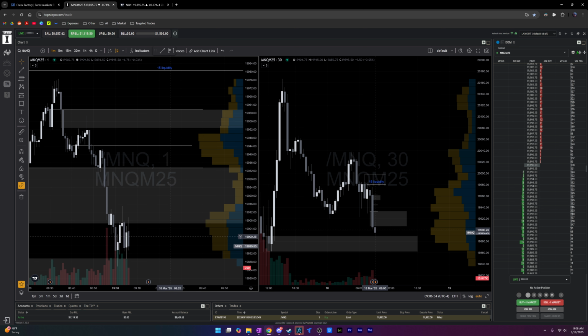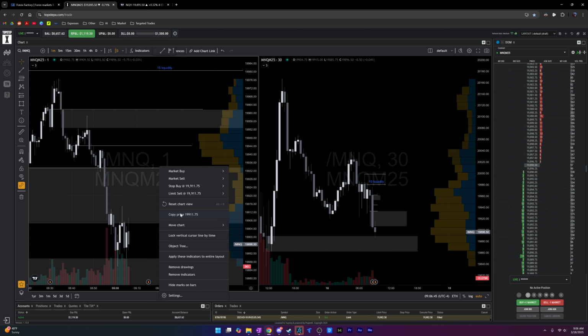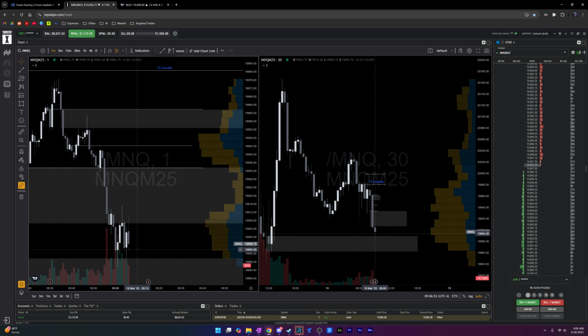Do you click on the chart where to buy and sell? Is it different from options? Do you click on the chart? Yeah. I mean, it depends on what broker or software you're using, but I can just right click, market buy, market sell, limit sell, whatever. Limit buy if you have the price below.